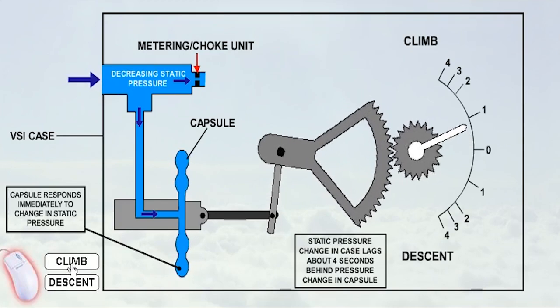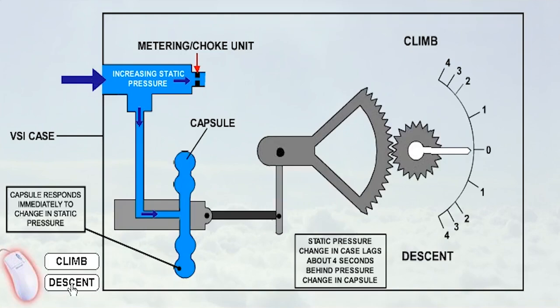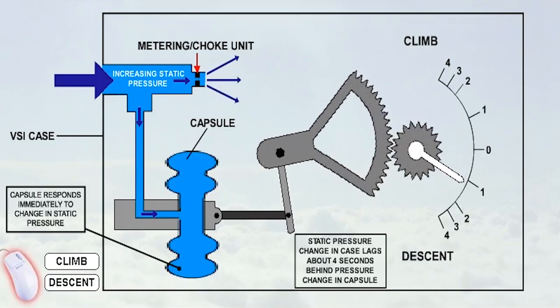If the aircraft is climbing, the pressure in the capsule will be less than that in the case. The consequent compression of the capsule is converted by a suitable linkage to a pointer indication of the rate of climb. If the aircraft is descending, the pressure in the case will be less than the pressure in the capsule, causing the capsule to expand, which will move the linkage to indicate the rate of descent.